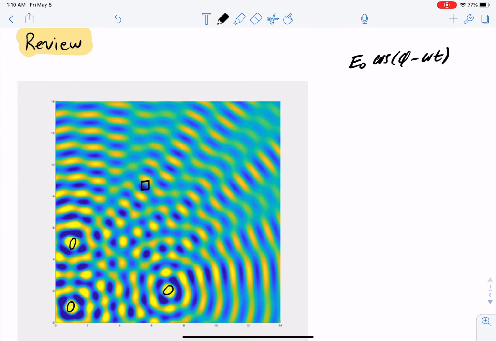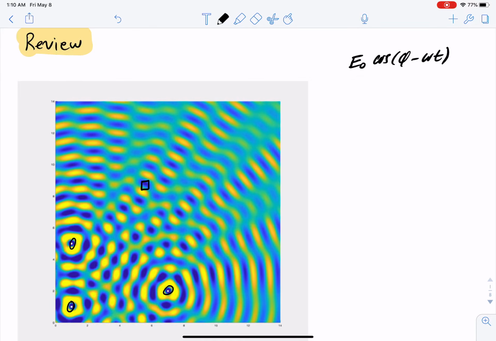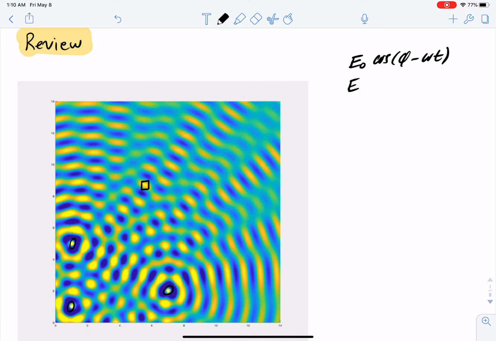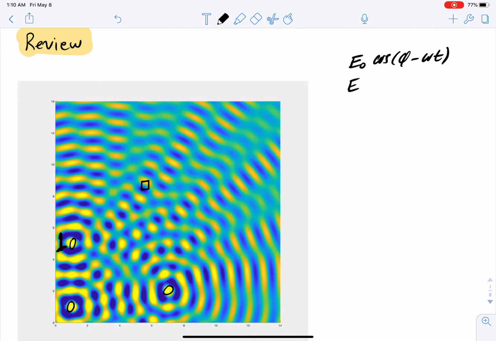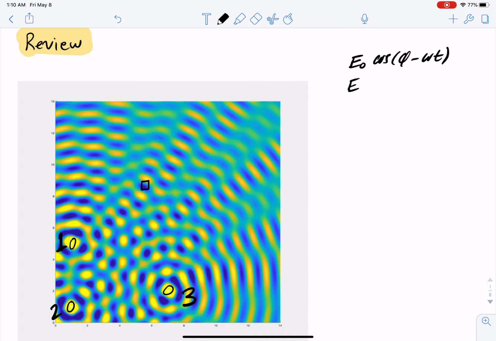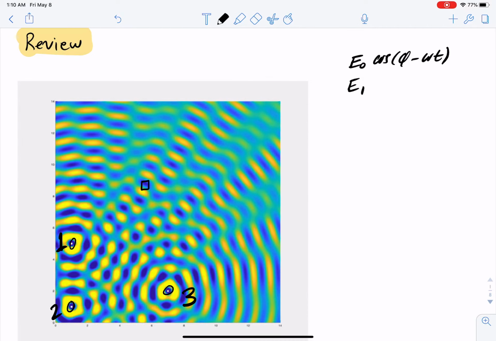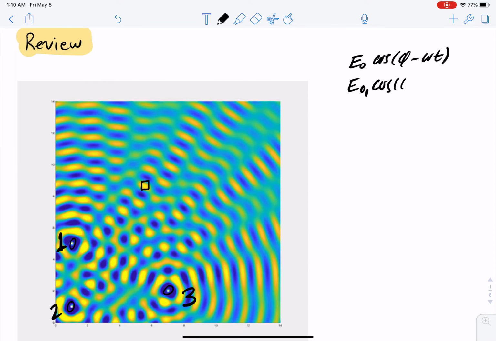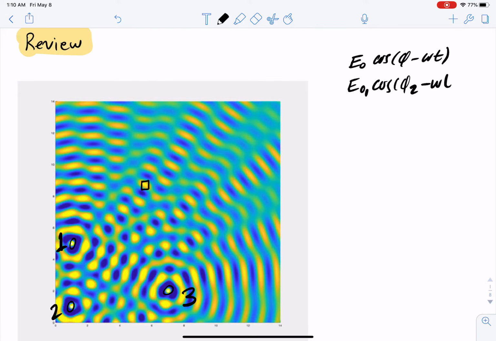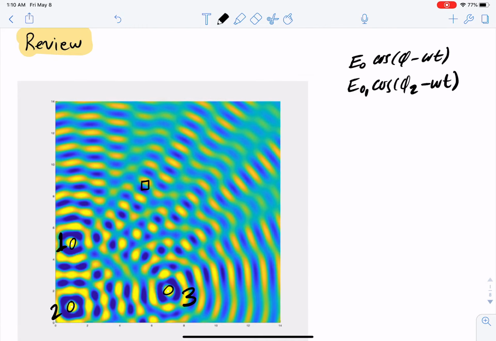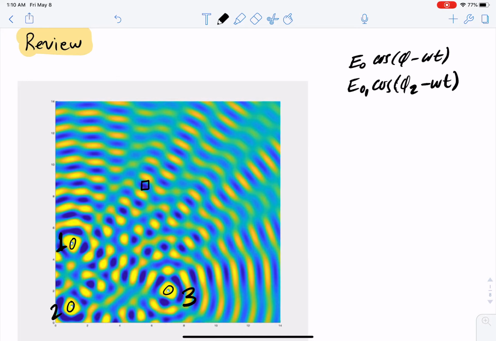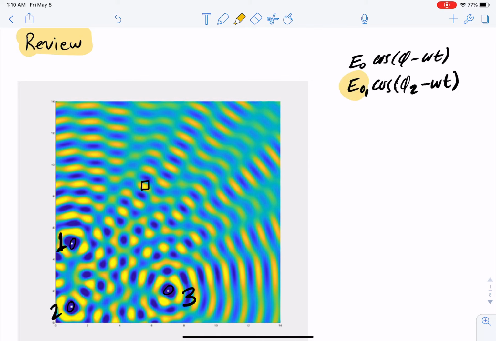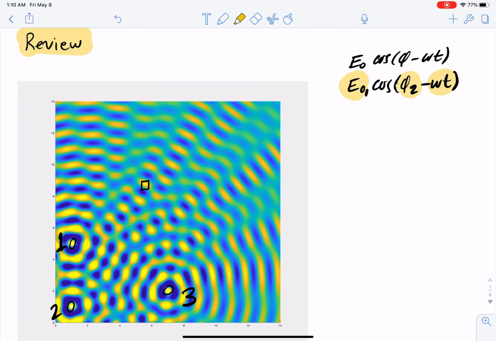Now, we said that if only one of these sources was going, you would have a different wave. So let's just say this one here is source 1. That's 2, and that's 3. Then you would have a different amplitude and a different phase. But they're all oscillating with the same frequencies, so that stays the same. So there's 3 parts to it: you have the amplitude, the phase, and then the time-dependent part.